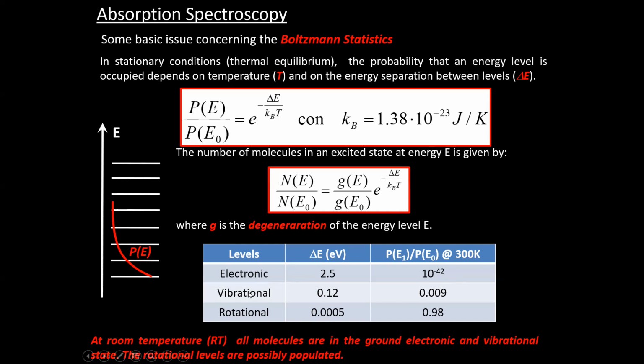What does it mean? It means that when you have an organic molecule at room temperature, at 300 Kelvin here, the ratio of the probabilities to be in the first excited state and the ground state is 10⁻⁴². So when you are at room temperature, where will the molecule be? In the ground electronic state. There is no chance that it is excited, okay? And if you excite it, it will go back very quickly, okay?